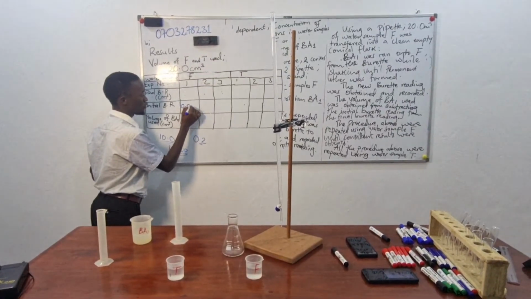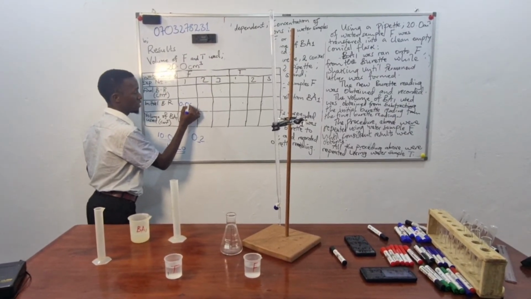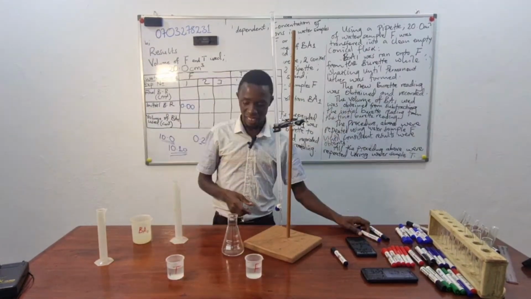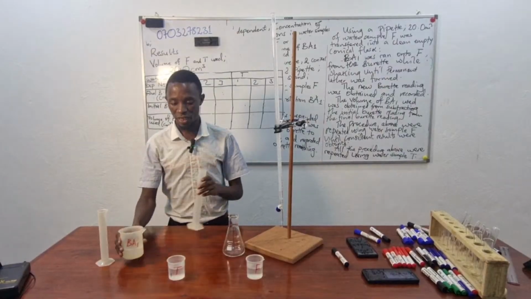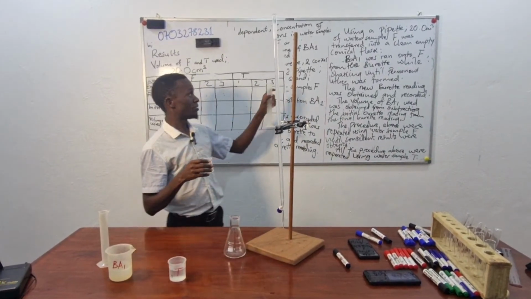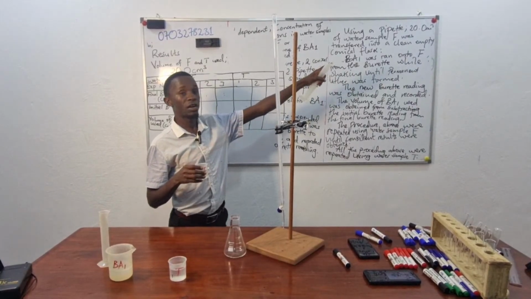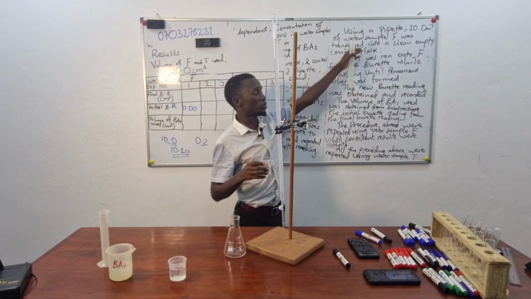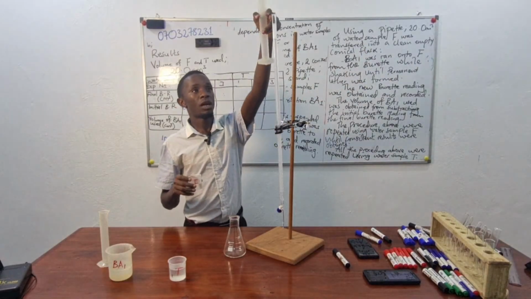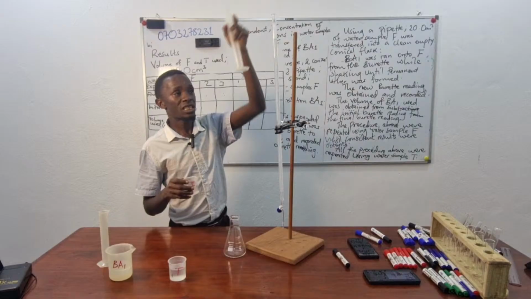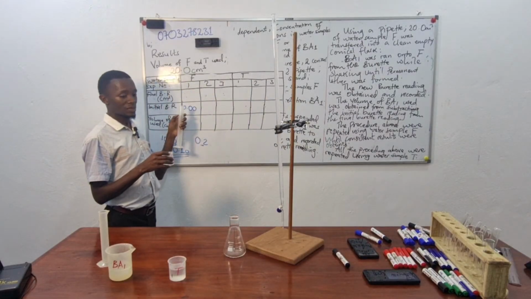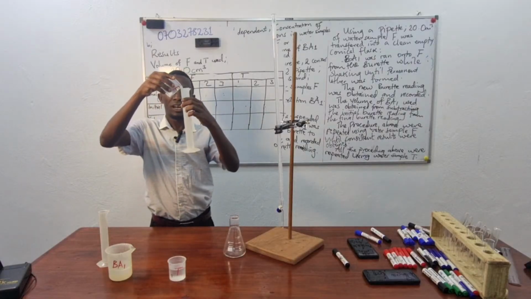But for a burette, we record the values with the decimal places. So I'll then use a pipette to transfer 20 cubic centimeters, because I decided to use 20 cubic centimeters of water sample F. I'm now on this procedure. So I've added my BA1 into a burette, and I've recorded the initial burette reading.